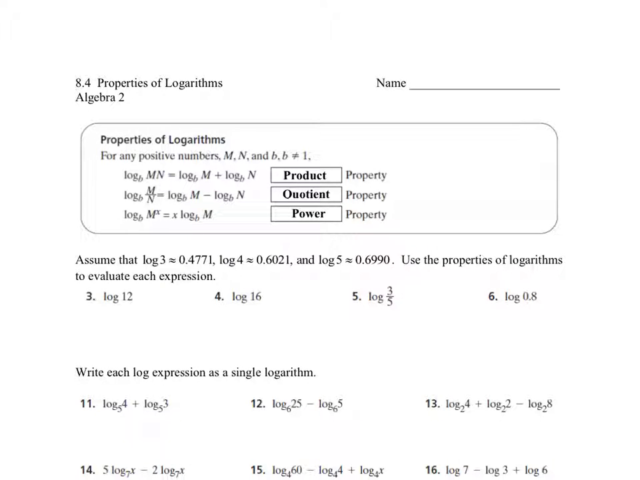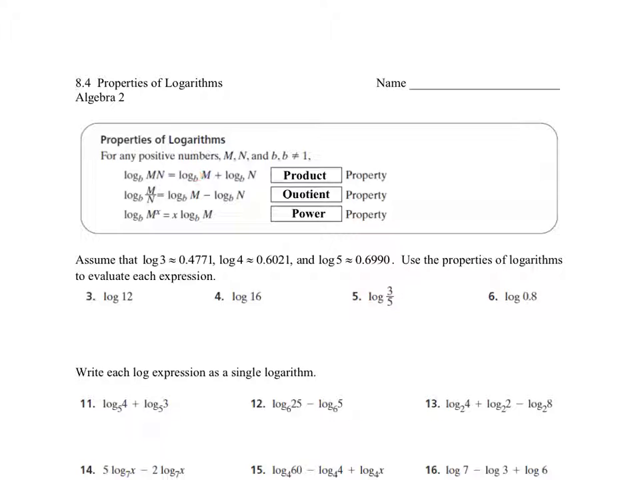Just like we have different rules for properties of exponents, there's different rules or properties for logarithms. So the product property is if you have log base b of two quantities that are being multiplied, you can split this apart and the multiplication turns into addition.